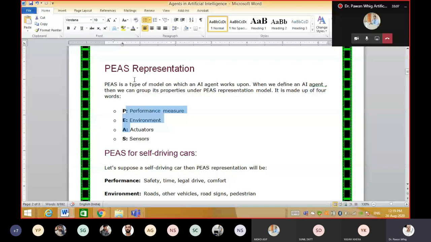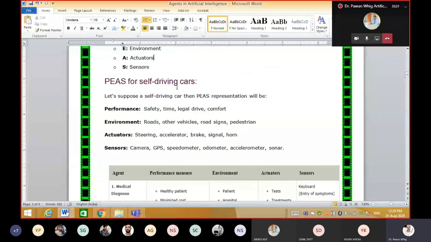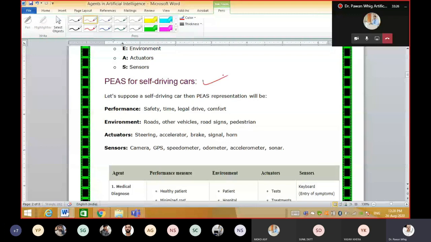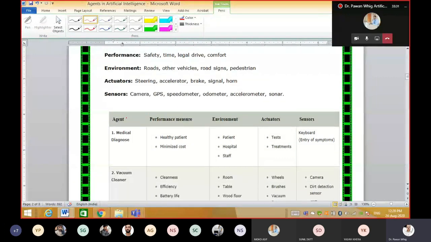We'll give you three examples basically. I have three examples for you. One is this self-driving car. I think that is understandable. This is understandable to all of you. Now let me move forward to the agent.